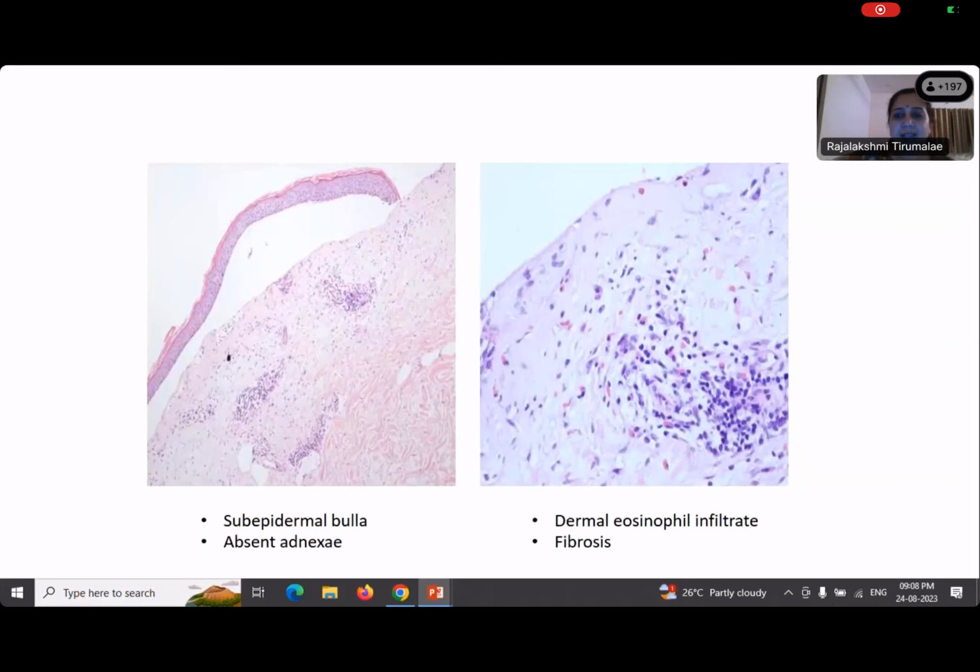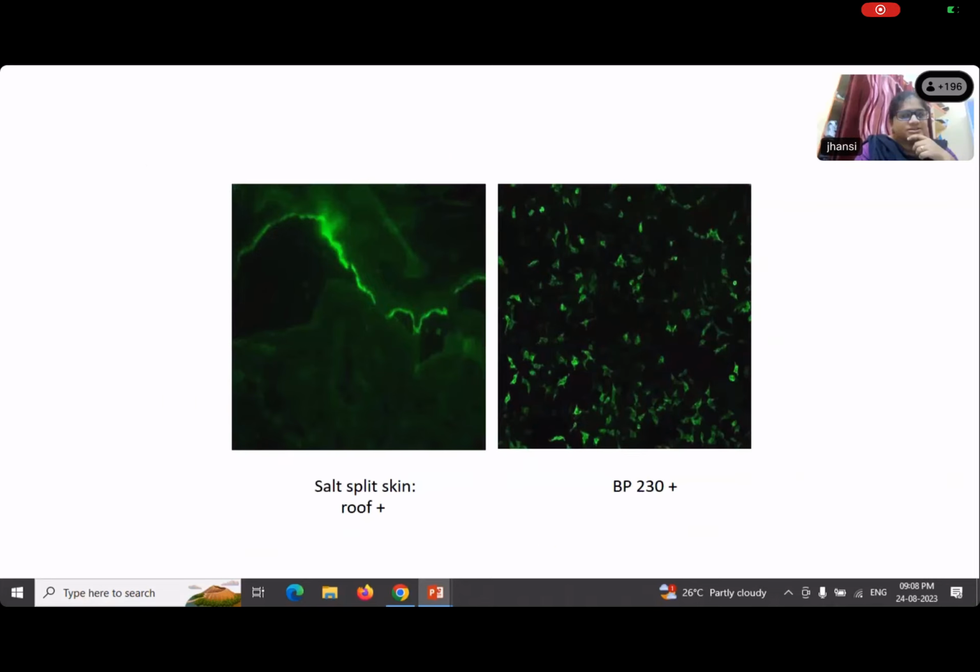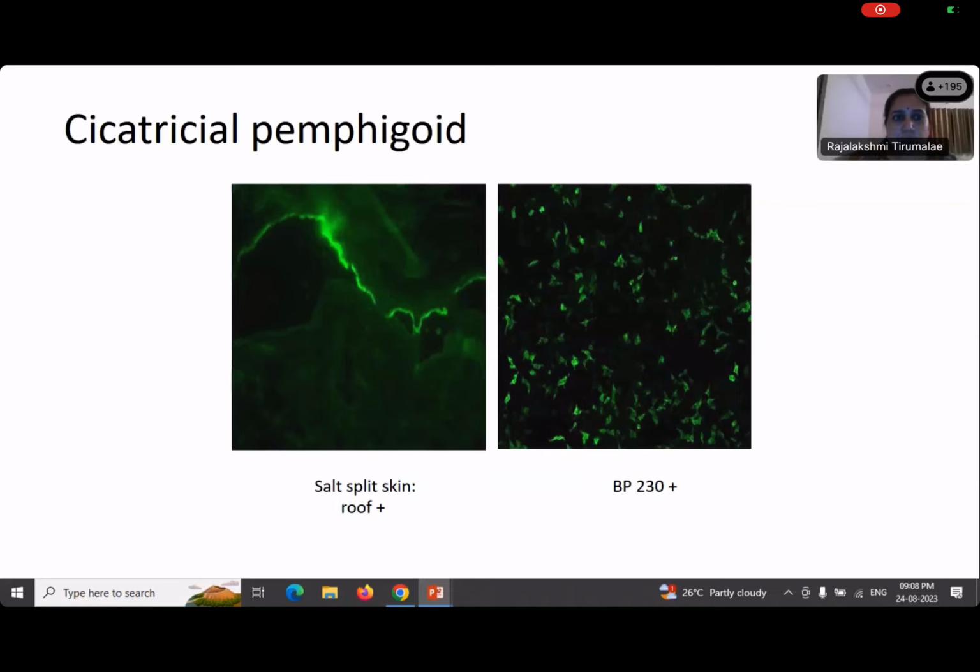So somebody wants to take a guess at the diagnosis. What are we looking at? Yes, mucous membrane pemphigoid. We are looking at mucous membrane pemphigoid or cicatricial pemphigoid. So this was a case which we could solve because we had the biochip. So that was just an example.